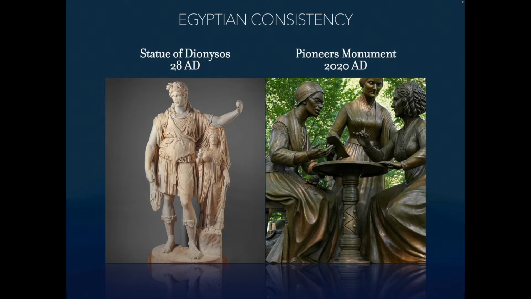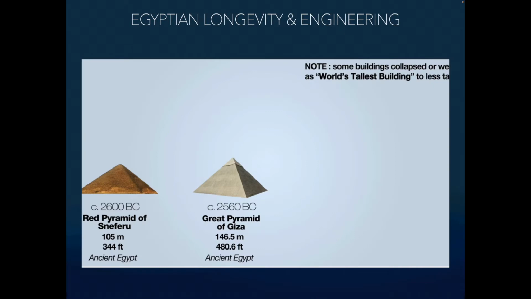So, why is there this consistency? Actually, let's go here for a second first. We also have this immense talent for engineering and for building that the Egyptians had. These buildings are about 344 feet and then 480 feet. They were done pretty close to each other.